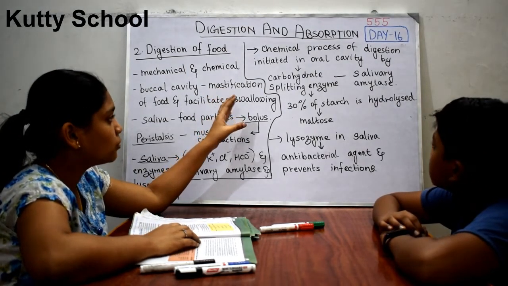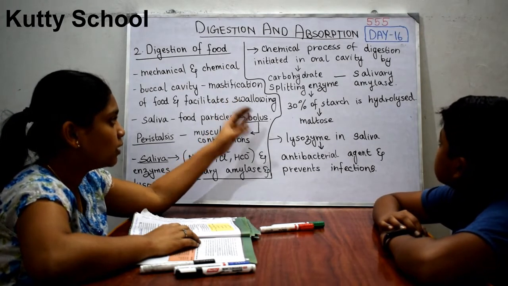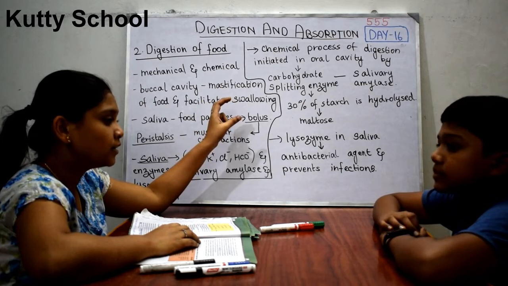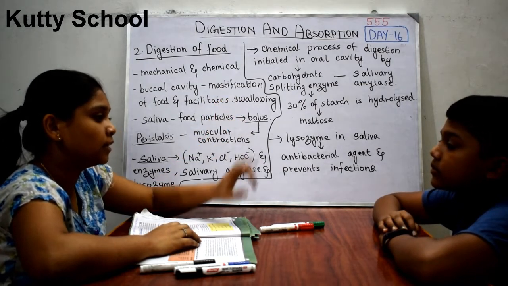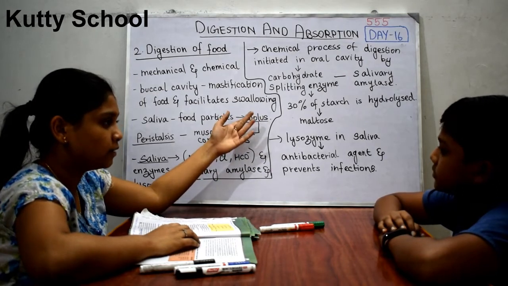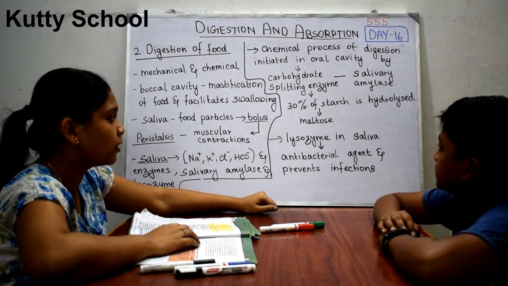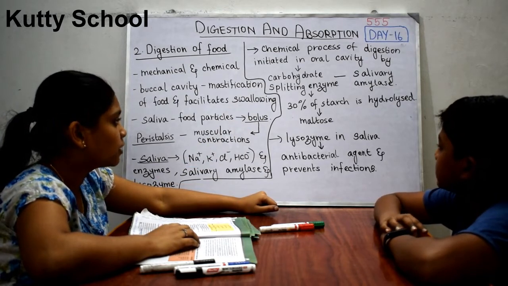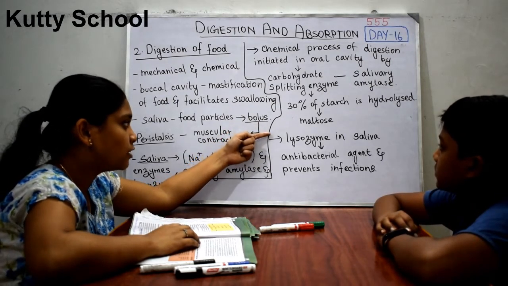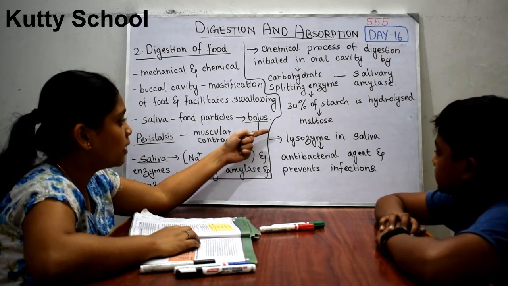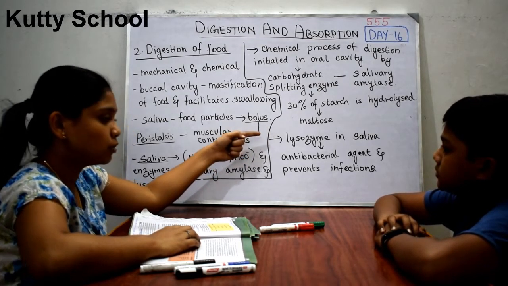So what does this salivary amylase do? It hydrolyzes 30% of the starch present in our food. Starch is nothing but carbohydrate. So it hydrolyzes 30% of the carbohydrate in the buccal cavity itself, and transforms it into a disaccharide called maltose. A disaccharide is a sugar made up of 2 units.